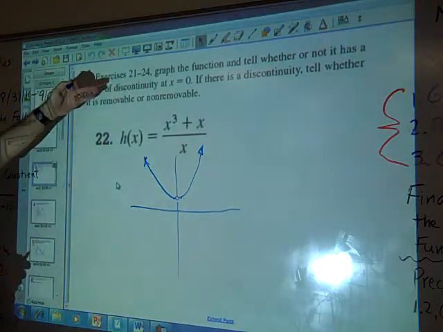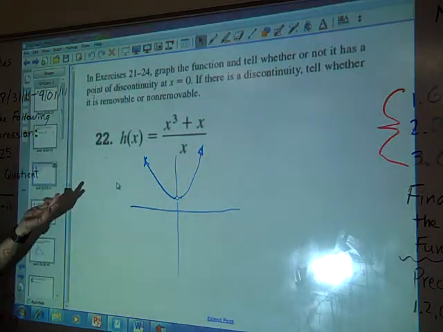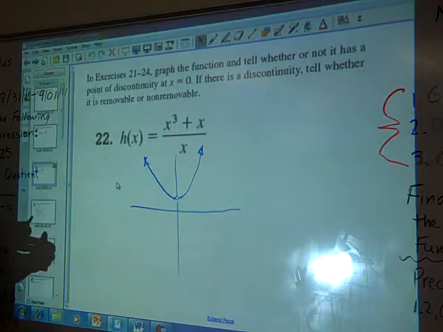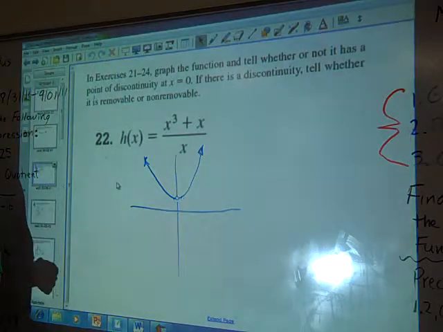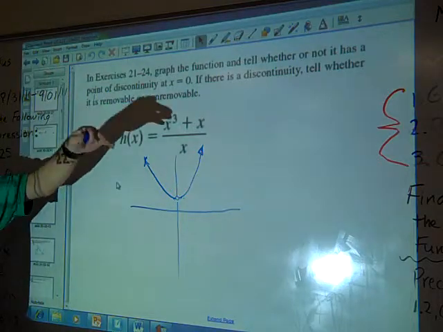Okay, so now we've graphed it. Is it removable or non-removable? Non-removable. It's non-removable. Okay, let's go ahead and see if we can remove it by algebra.